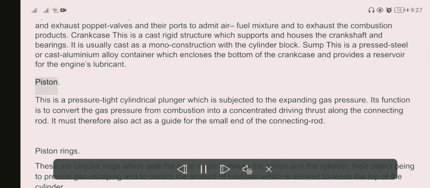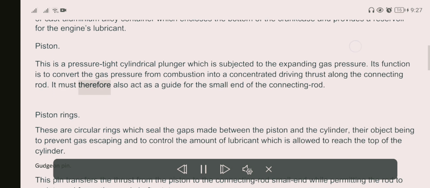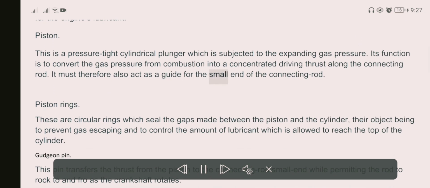Piston. This is a pressure-tight cylindrical plunger which is subjected to the expanding gas pressure. Its function is to convert the gas pressure from combustion into a concentrated driving thrust along the connecting rod. It must therefore also act as a guide for the small end of the connecting rod.